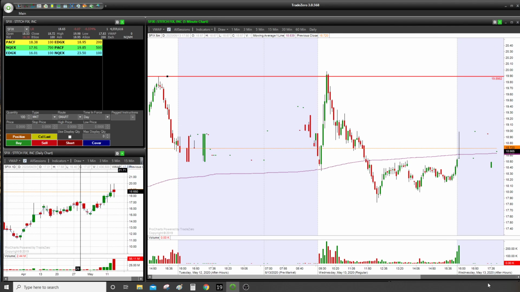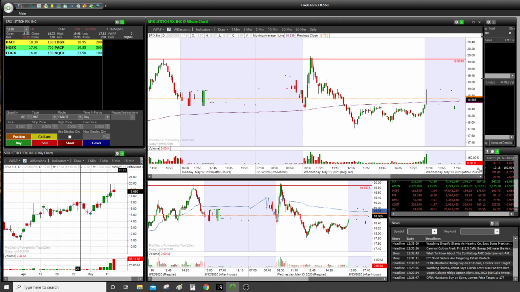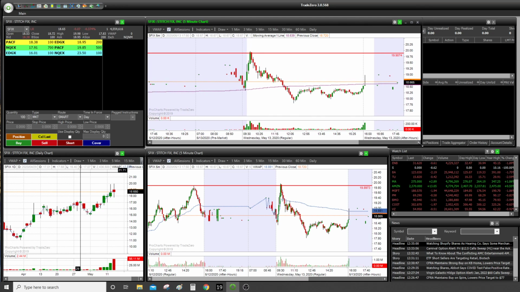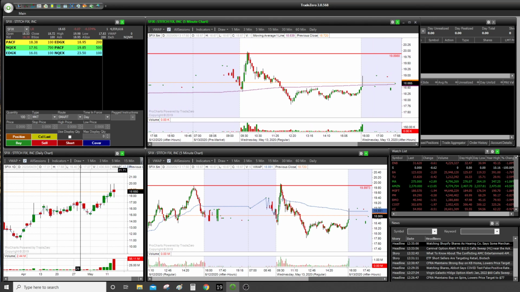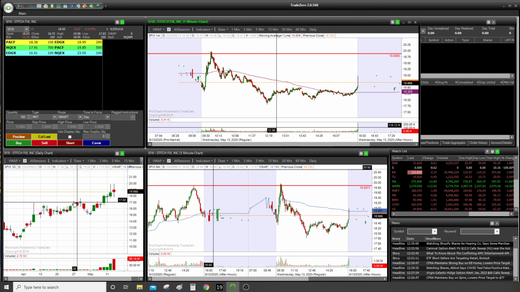That's why I always keep my chart like that. Like this, I can see my 1 minute on top, my 5 minute, and my daily chart. With the daily chart, I knew there was a resistance around $20.